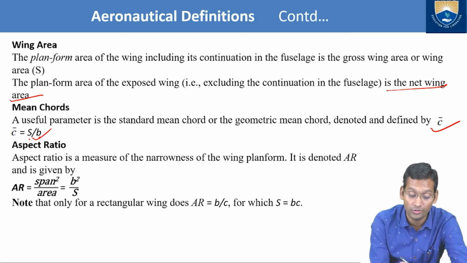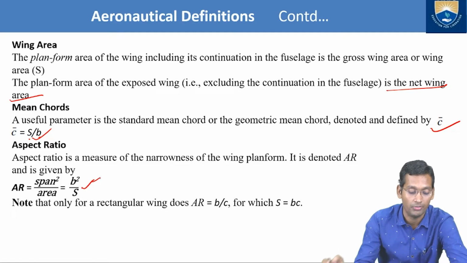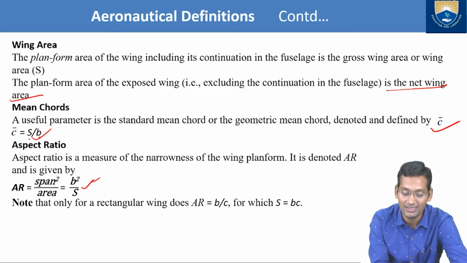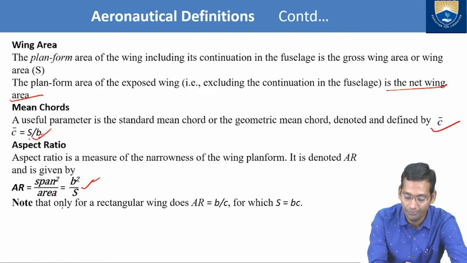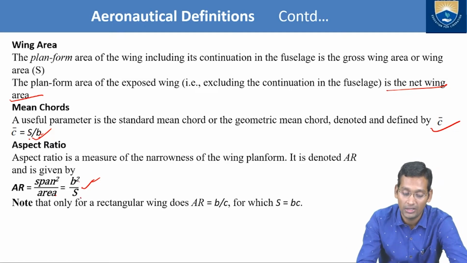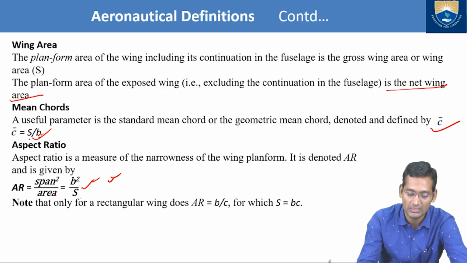Now aspect ratio, this is a very important one. It is span squared divided by area. So here it is the reverse of span by area, but this should be b squared. So span squared divided by the wing area will give you the aspect ratio.